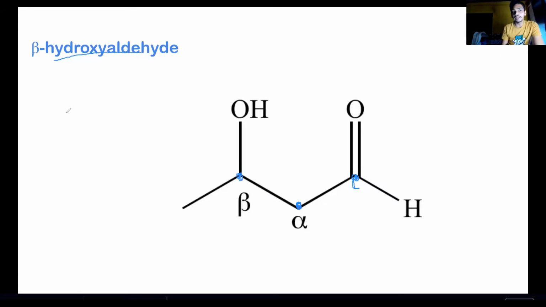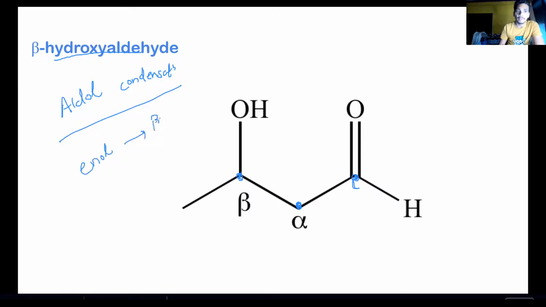So what we have studied, aldol condensation, is a reaction of enol to form beta hydroxyaldehyde or ketone. So this is a reaction. This is general, what we have seen up till now. So let's move on in a detailed manner. What is exactly the general reaction?